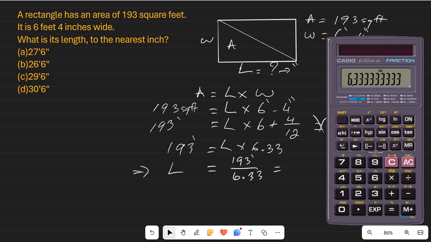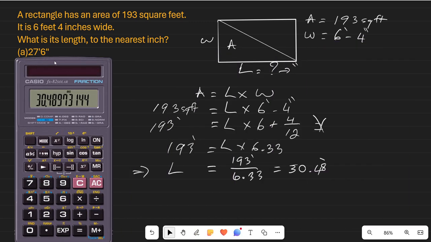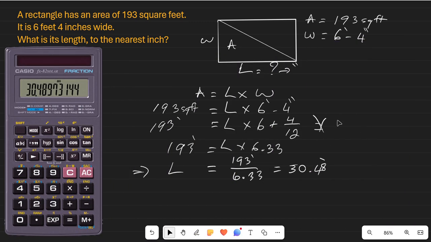Okay, now 193 divided by 6.33 equals 30.48 feet. Okay, this is feet. So now we know the length is equal to 30.48. This is the length. But we don't know the inches.